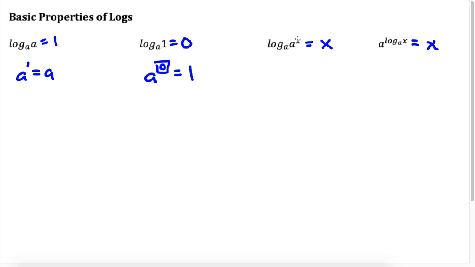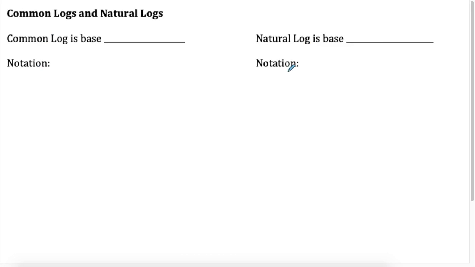Log base 7 of 7 to the x will equal x. Log base 43 of 43 to the x will equal x. All right. So now let's take a look at common logs and natural logs. A common log is just a log with a base of 10. And when we write these out, we just don't include the base. So if you ever see a log that doesn't include a base, that's just base 10. We'll look at a few examples here in a second.